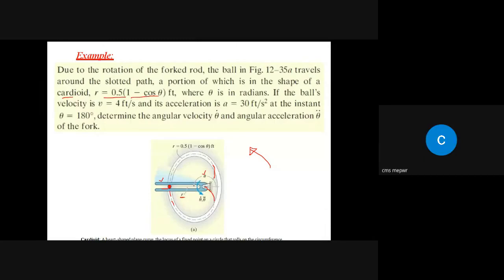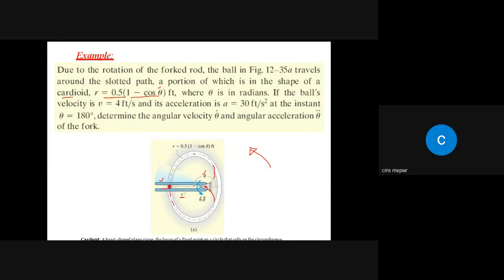Okay. So at angle equal to 0, cos 0 is equal to 1, 1 minus 1 is 0. So r will be 0. It will be at this fixed position, right? And for example, at cos 90, this will become 1 minus 0, so r will be equal to 0.5, right? Yes, sir.